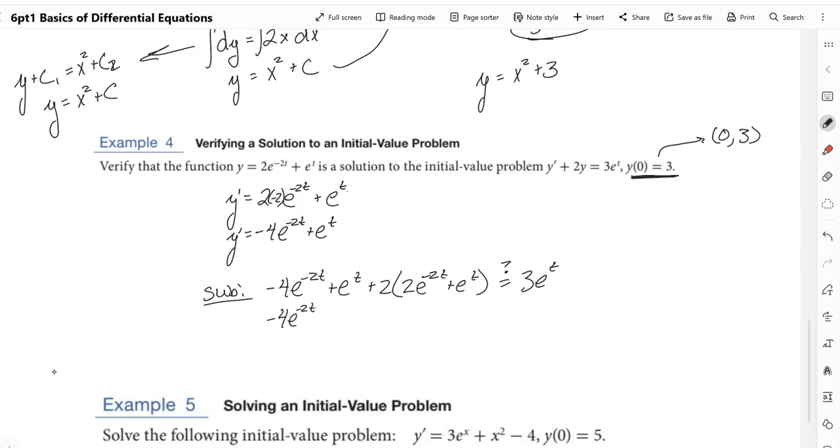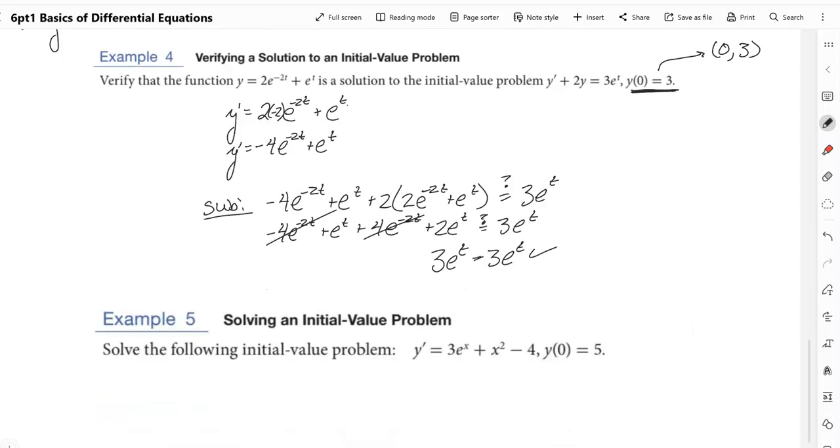We're going to do some fancy math. Distribute. You can see how those e to the negative 2t terms cancel. And so we're going to have 3e to the t, and that is equal to 3e to the t. So we have verified this is a solution to the differential equation.